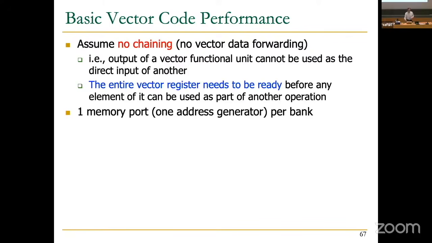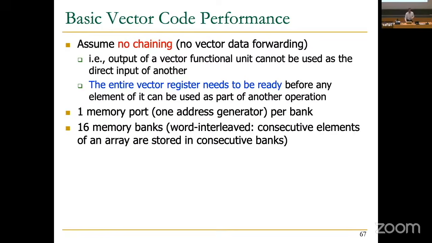And we're also going to assume 1 memory port, 1 address generator per bank. This is a good assumption in general, but we're going to fix that. We're going to add more to this later on. And we're going to assume 16 memory banks. In this case, word interleaved, meaning consecutive elements of an array are stored in consecutive banks.